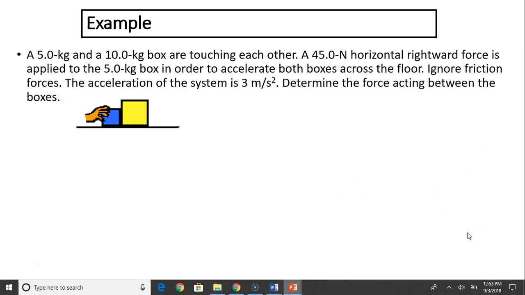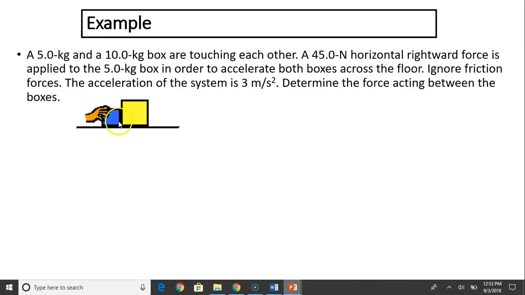Example. So 5 kilograms and 10 kilograms are touching each other. The 45 Newton horizontal rightward force is applied to the 5 kilogram box in order to accelerate both boxes across the floor. Ignore the friction. We have determined the acceleration of the system is 3 meters per second squared before, right? Determine the force acting between the boxes.